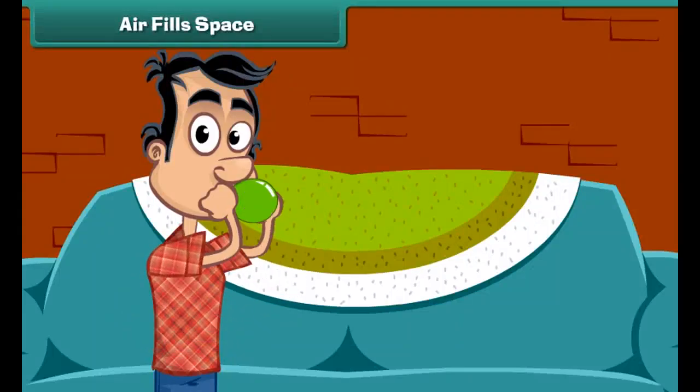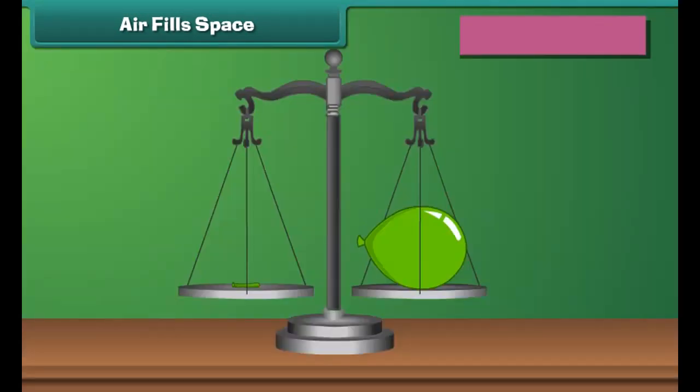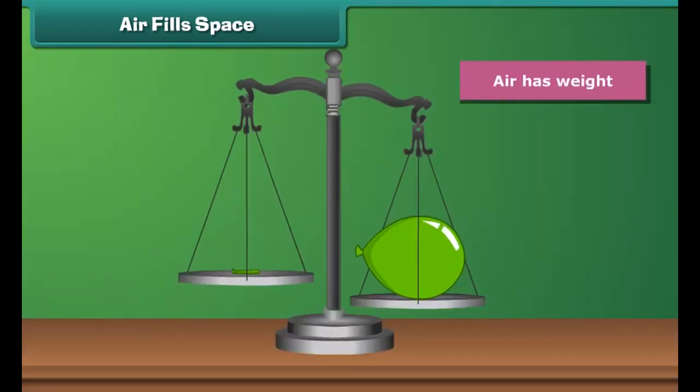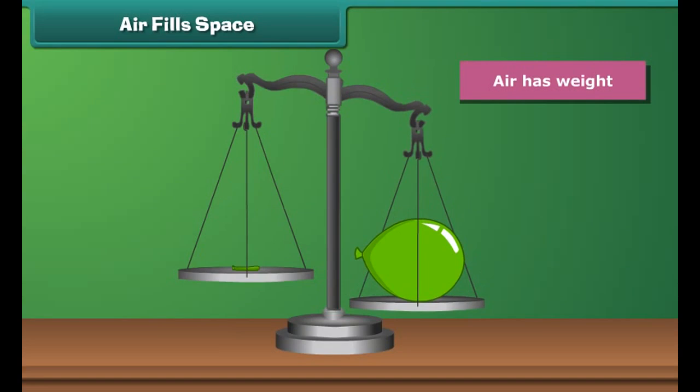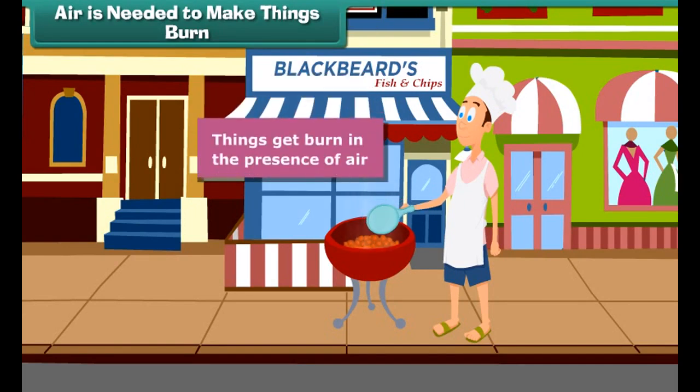The balloon becomes large when we blow air into it. This clearly shows that the air occupies space. Air also has weight. You can see that an air-filled balloon has more weight than an empty one. Sometimes we blow air to burn the wood or coal. This is because things get burnt quickly in the presence of air.